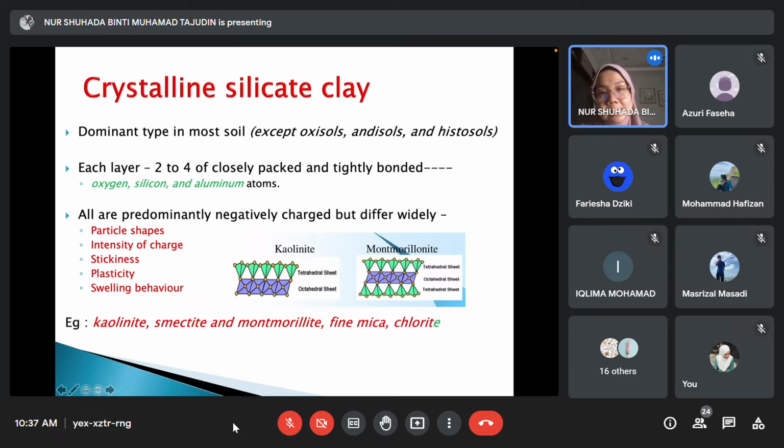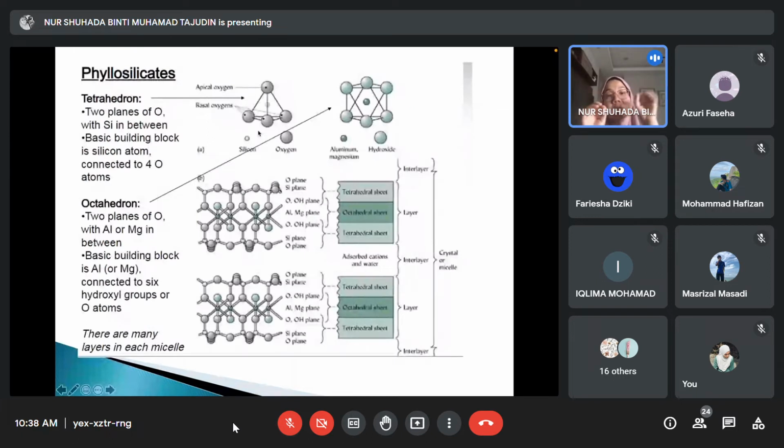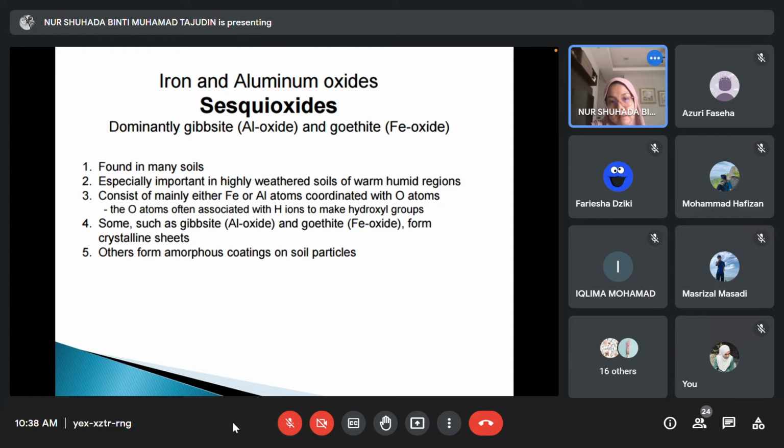The structure should be like this. It has oxygen, it has silicon, it has aluminium or magnesium, and it also has hydroxide. This is what we call a crystalline structure. It is like a crystal, the arrangement of the atoms is in the form of a tetrahedron or octahedron. Okay, all are predominantly negatively charged. Mostly it carries negative charge. So this is the general view. Later we will go into details.